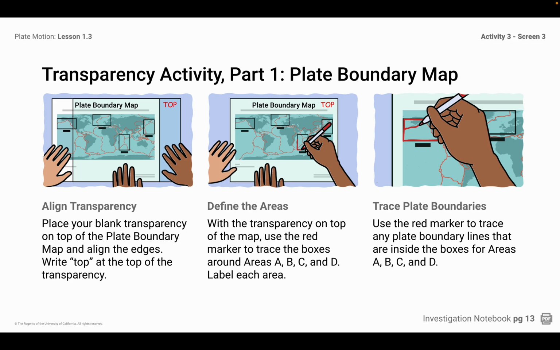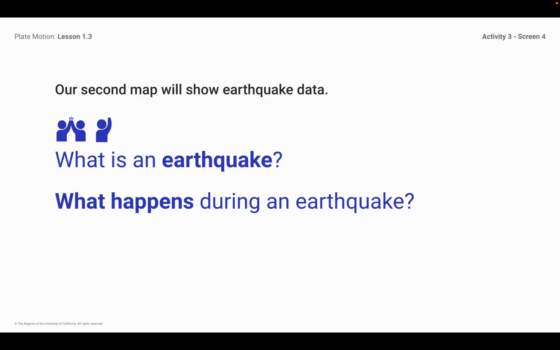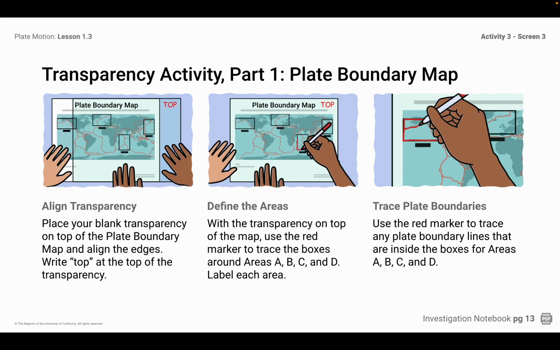And then the last thing I want you to do is continue to use the red marker, and I want you to trace any plate boundary line that is inside the boxes for areas A, B, C, and D. Pause this video and go ahead and hit play when you're ready to go. Okay, so you should have your boxes marked, and inside the boxes you've got the red plate boundaries identified.